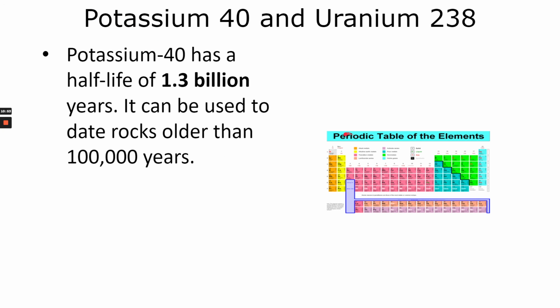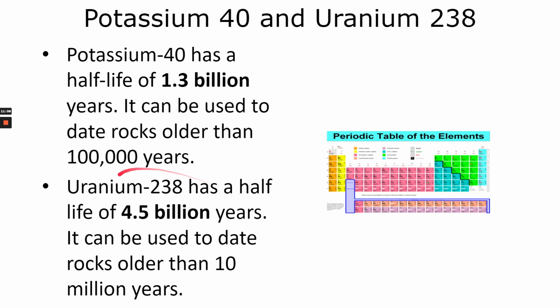Potassium-40 and uranium-238 we're going to use in geology more often. So potassium-40 has a half-life of 1.3 billion years. It is used to age rocks older than 100,000 years. Uranium-238 has a much longer half-life, so this is only going to be useful for rocks that are much older. So depending on what you're looking at, what you may already know about the ages of the rocks based off of relative dating, you would choose your isotope based off of that.